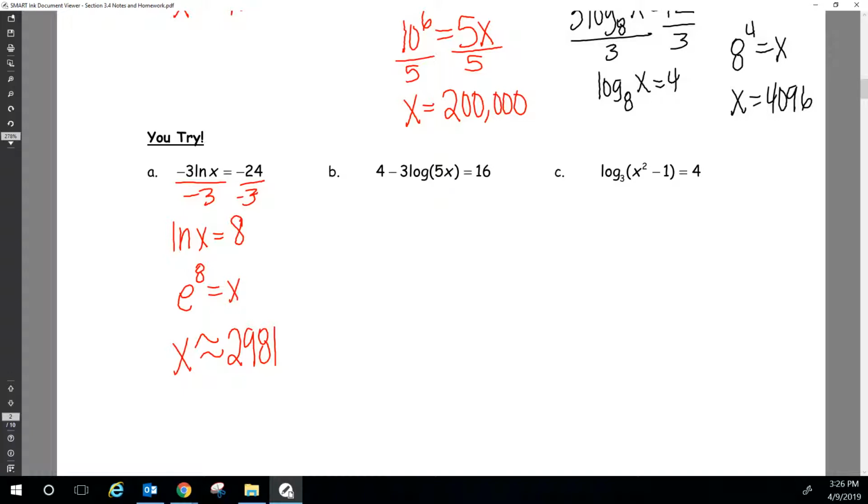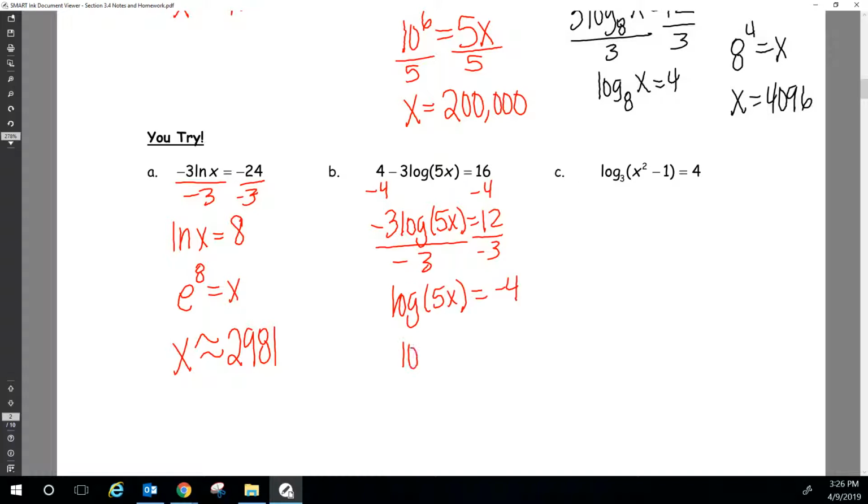But that's the example that was in the book. All right, for B, again, got to get that log by itself first. So subtract 4. 16 minus 4 would be 12. Dividing off that -3, I get log of 5x. 12 divided by -3 is -4. So 10 to the -4 is equal to 5x. Why 10? Because this is common log. We don't write it, but that's log base 10. And so dividing off 5, this time you either get 1 over 50,000 or your calculator will spit out 0.00002.